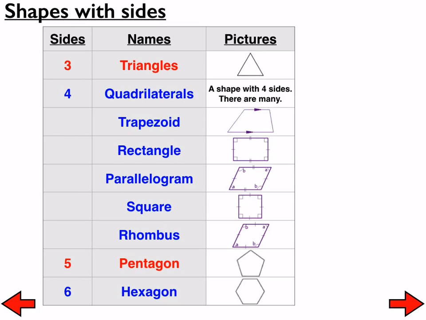Now we could go above that. For example, a 7-sided shape is called a heptagon. 8 is an octagon. 9 is a nonagon. 10 is a decagon. Anybody know the name of a 12-sided shape? It's a dodecagon. But we can continue on, but these are the main ones. And these are the main ones that we want to focus on today when we do our little activity on the iPads. We're looking for these specific types of shapes.